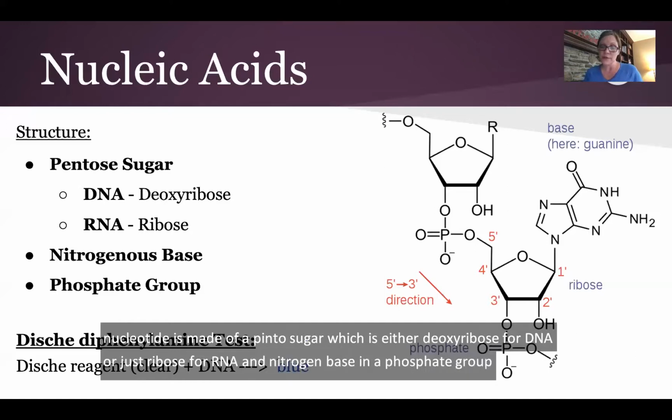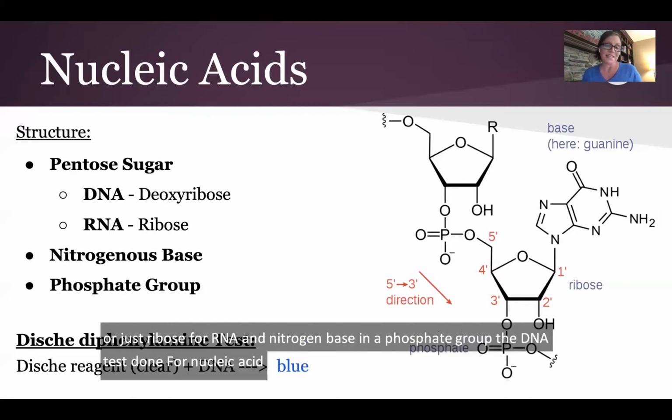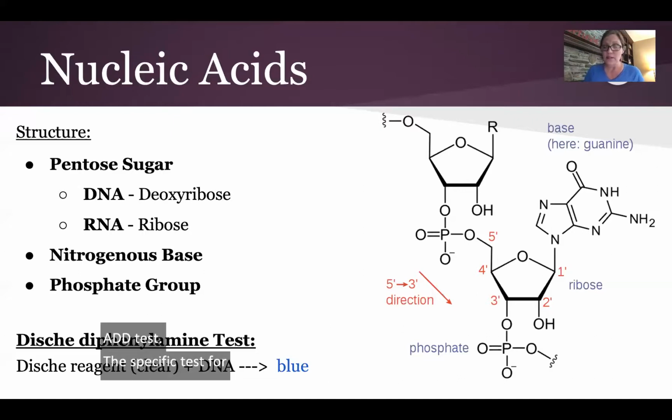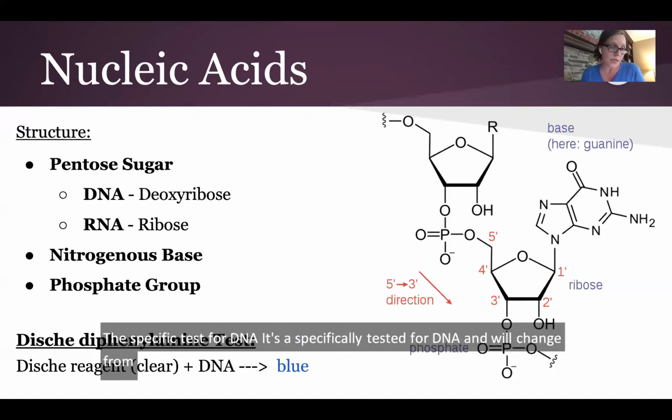The test done for a nucleic acid is called a DDD test. It's specifically tested for DNA and will change from clear to blue if DNA is present.